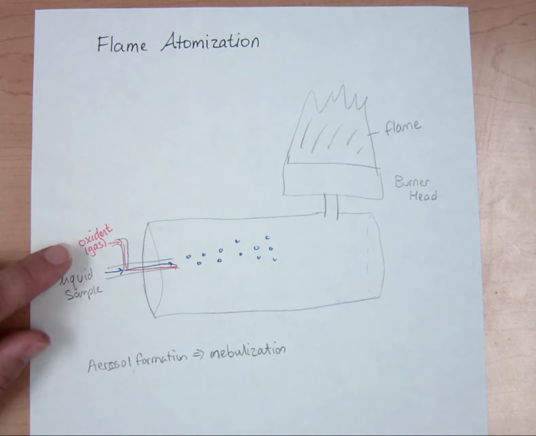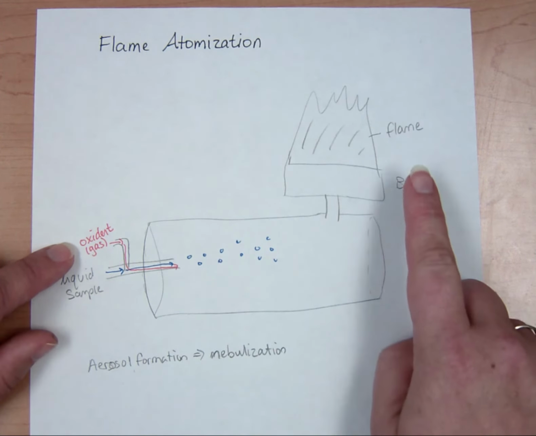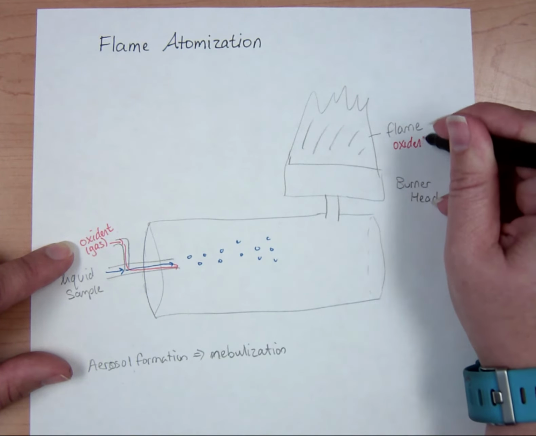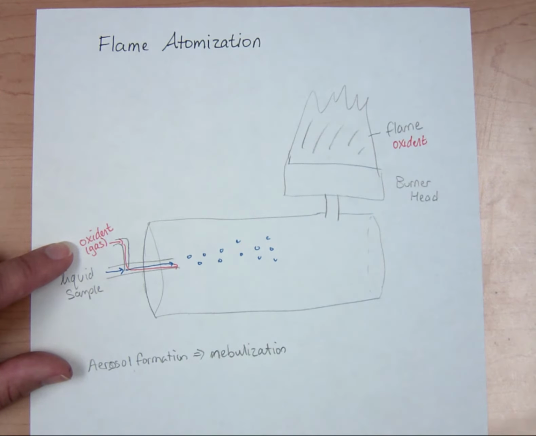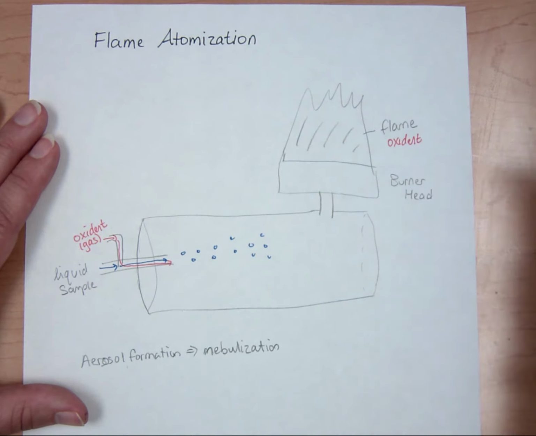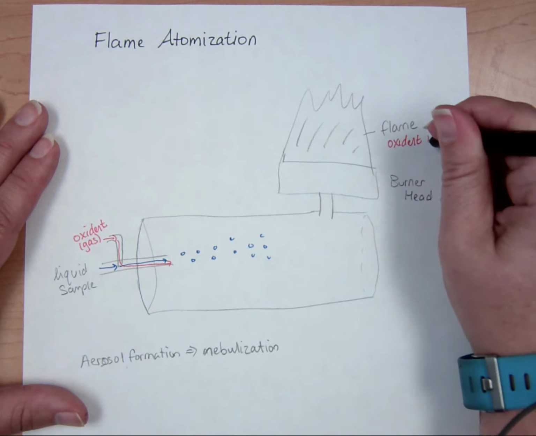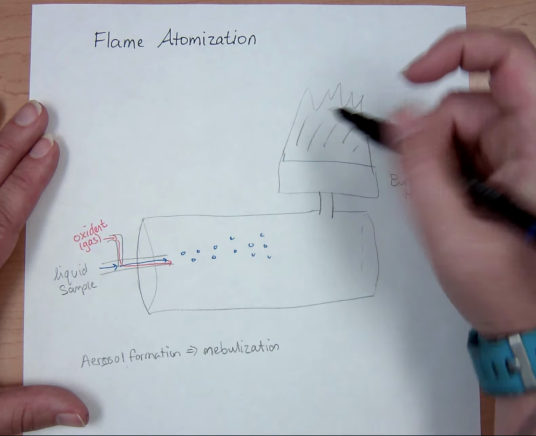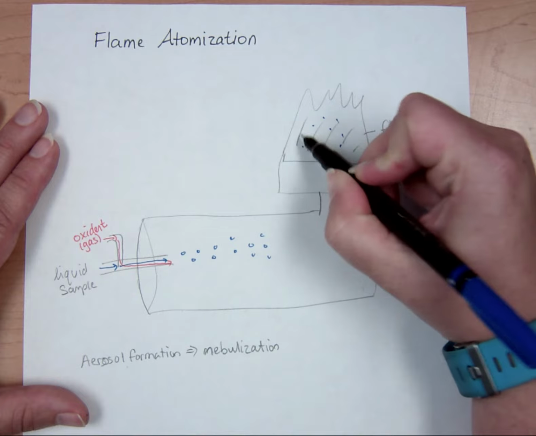So we've already taken care of the oxidant, which is one of the things that we needed for the flame, right? We needed an oxidant, and we're going to need some kind of fuel to make this work and to end up with our sample in the flame.